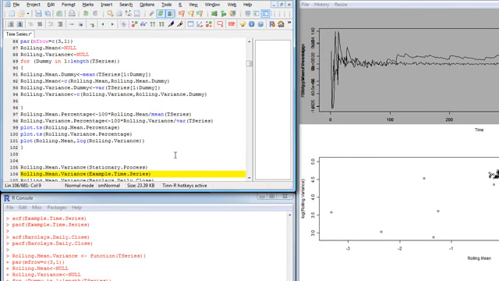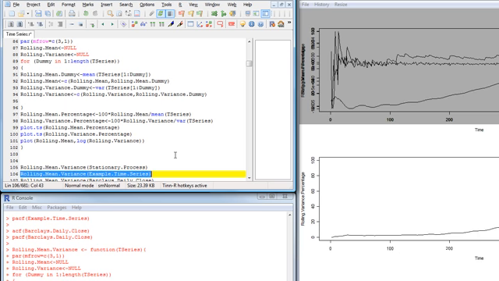Right, now let's see how this varies for the example time series. Oh, it's a bit messy there. We're looking at the example time series here. Do that again.